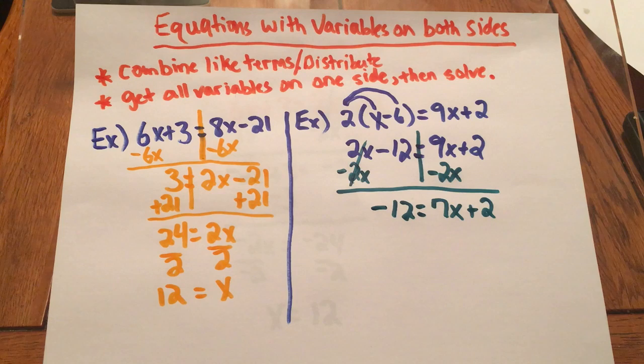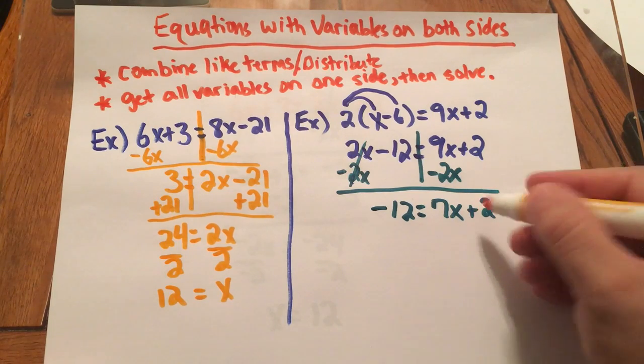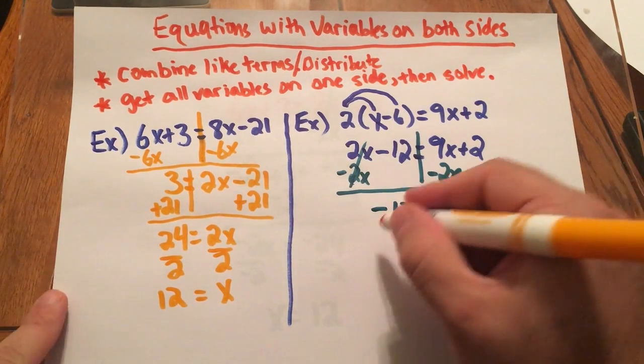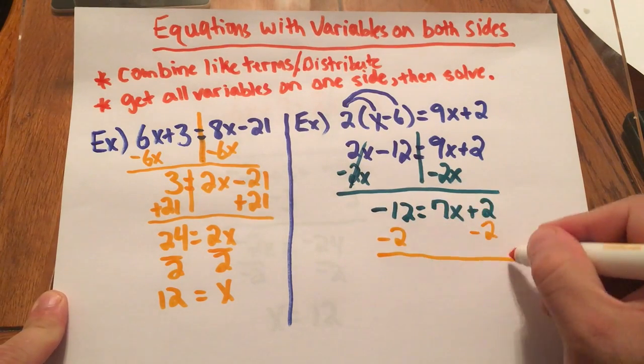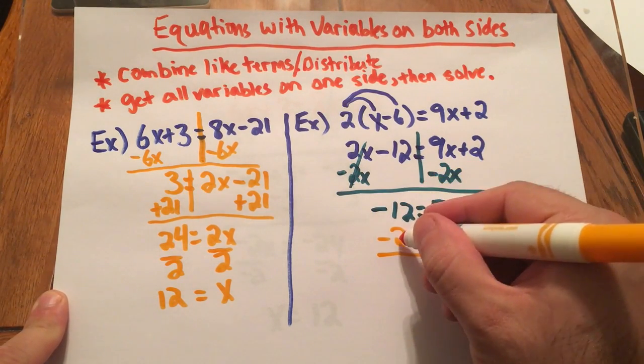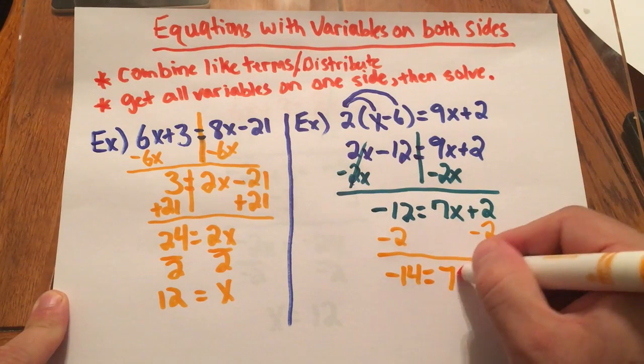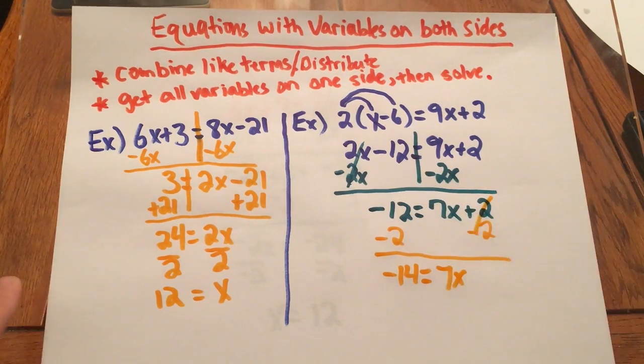All right. Next step would be to add or subtract to get the variable by itself. So I've got a plus 2 here. What I want to do is minus 2. So minus 2 from both sides. I'm left with negative 12 minus 2 being negative 14. That's equal to 7x, and that cancels out.